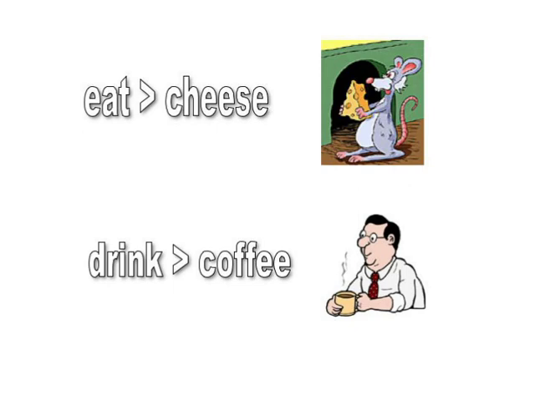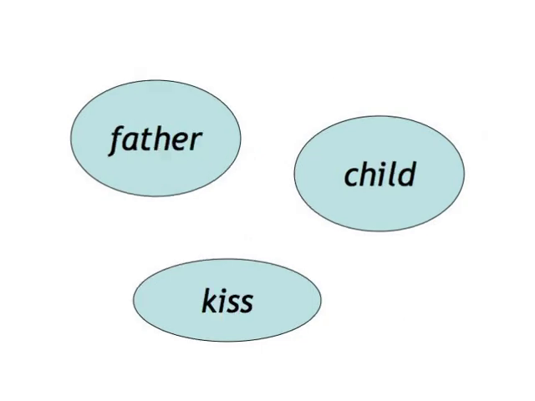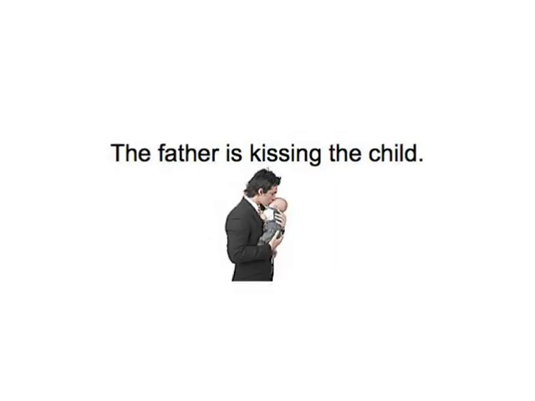Okay, now let's do a more detailed explanation of the accusative case. You need to build up the concept of what the accusative is and why it's significant in German. Let's take the nouns dog, cat, and the verb chase. Or the nouns father, child, and the verb kiss. How do we know whether the dog is chasing the cat or the other way round, or whether the father is kissing the child or vice versa?